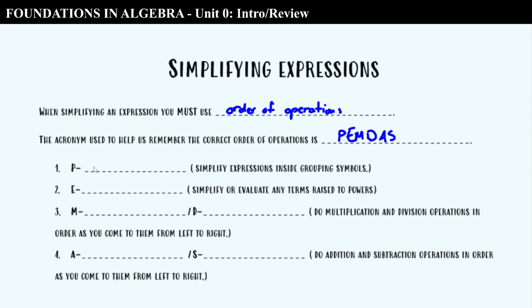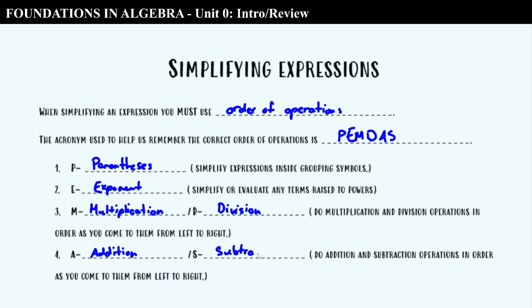The P stands for parentheses. The E stands for exponent. The M stands for multiplication. The D stands for division. The A stands for addition. The S stands for subtraction. So this is the order in which you carry out operations.